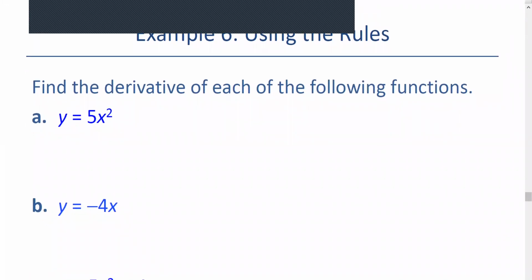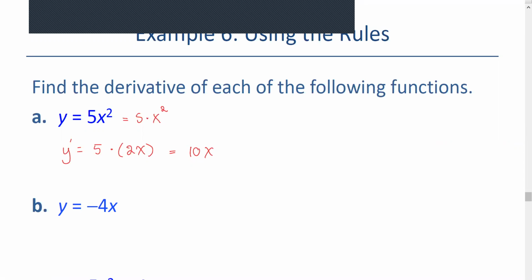In this example, we'll find the derivative of each of the following functions. For y equals 5 times x squared, this is the same as 5 multiplied by x to the second. So y prime equals 5 as a constant multiple multiplied by the derivative of x squared, which is 2x, or we have 10x as a result.